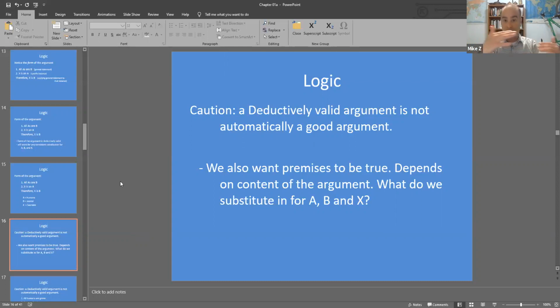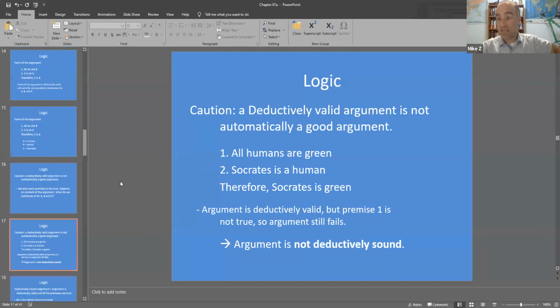The statements that make up the premises are matching the real world in such a way that we would say those premises actually are true. That might seem obvious, but look at this example. It has the exact same form as the arguments we were already looking at. It's just that instead of mortal, I substitute in green for B. So all humans are green. Socrates is a human, so therefore Socrates is green.